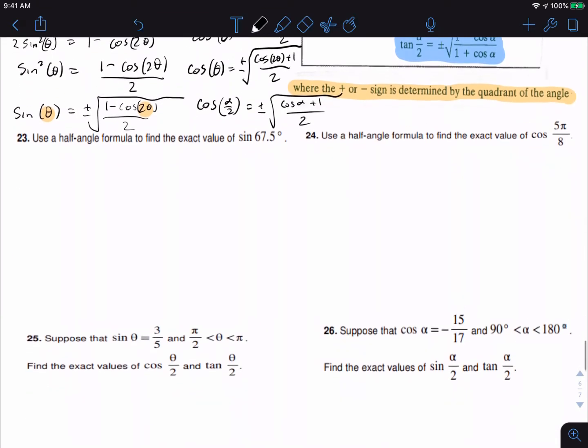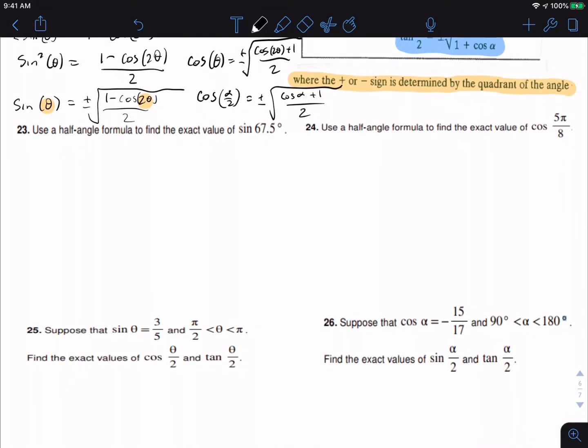So number 23 here says use the half angle formula to find the exact value of sine of 67.5. So what we're going to do is we're going to say, all right, 67.5, we're going to let alpha over 2 equal 67.5. So that tells us then that alpha should be equal to 135 degrees. Okay? Does that make sense to everybody?